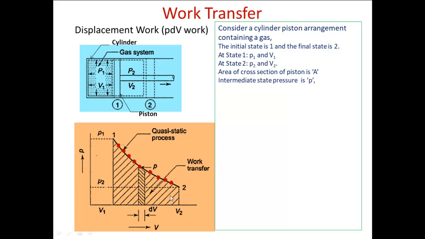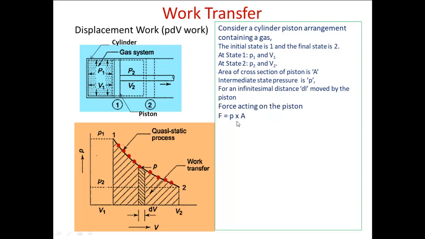Now I want to determine the work done during this process. For that, let us consider an intermediate state, where the pressure is P. The initial state pressure is P1, the final state pressure is P2, and the intermediate state pressure is P. Assume that there is a small change in volume as the piston moves. I am going to consider two intermediate states, and the distance traveled by the piston is a small distance dl, and the corresponding swept volume is dV.